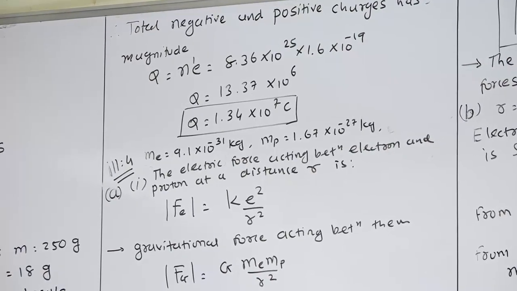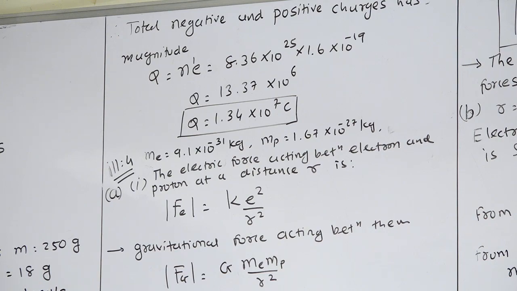The question of illustration number 4 is related to Coulomb's law. We know very well the statement of Coulomb's law: the electrical force acting between two stationary point charges is directly proportional to the product of their charges and inversely proportional to the square of the distance between them. So illustration number 4 is related to Coulomb's law.